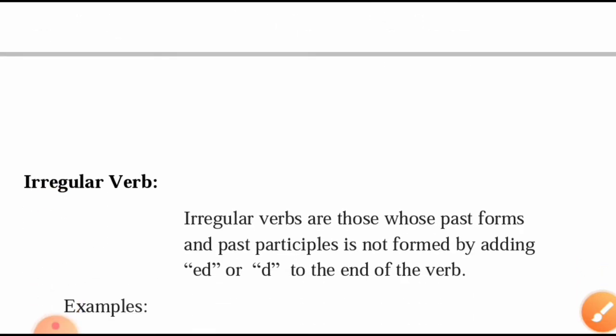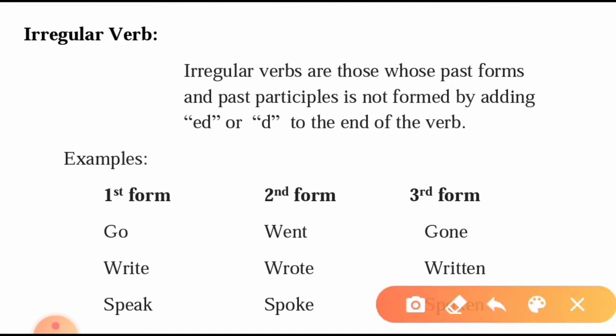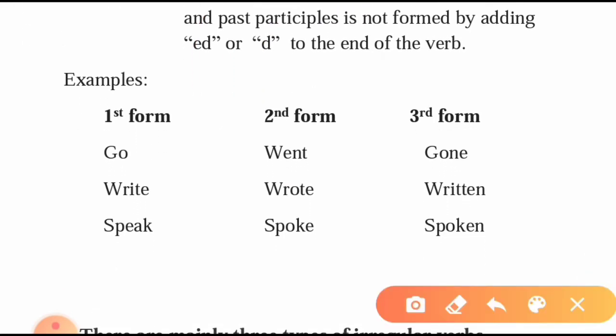Now let's talk about the second kind, which is irregular verbs. Irregular verbs, you can see the definition, are those whose past form and past participle are not formed by adding ed or d to the end of the verb. So it is the opposite of regular verbs. In regular verbs we studied that by adding ed or d we can make second and third form, but with irregular verbs we cannot make the second and third form by adding ed or d. Now you can see examples of irregular verbs.